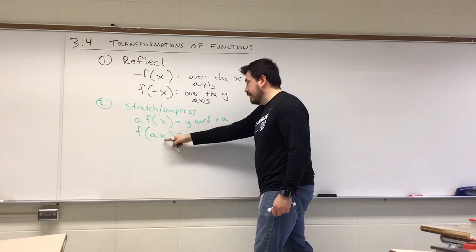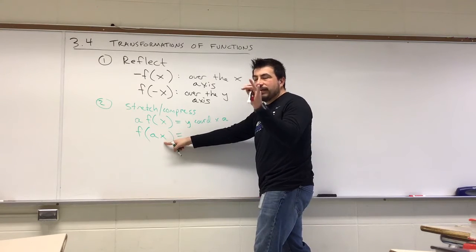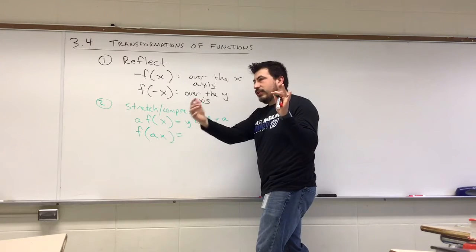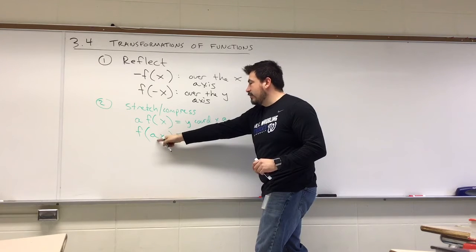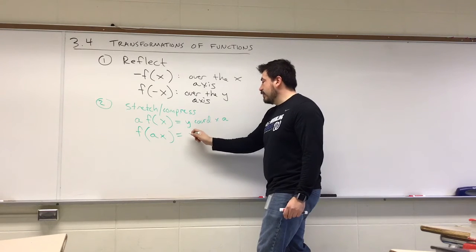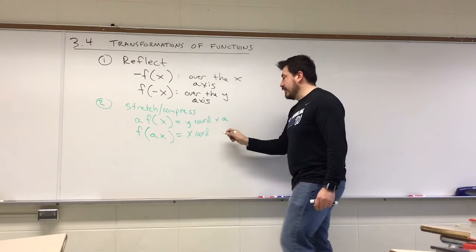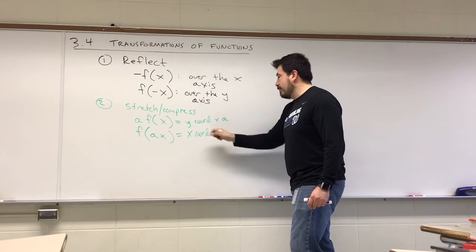Okay? And this one, if you have a number in front of the x, it's going to affect the x coordinate, but it's actually going to do the opposite, kind of like when we do left and right movement. You know, if you see a minus sign in the parentheses, you go right. Kind of do the opposite. It's the same thing here. So if there's a number in front of the x, what you're going to do is take the x coordinate and do the opposite to it. So you're going to take the x coordinate and divide by whatever that a value is.